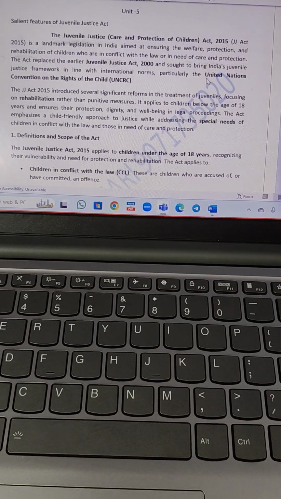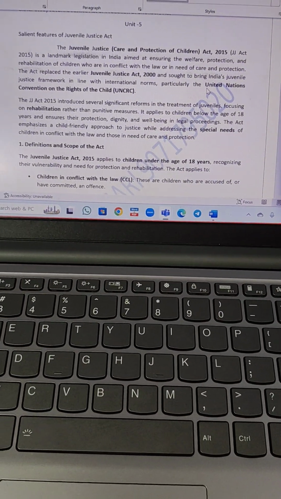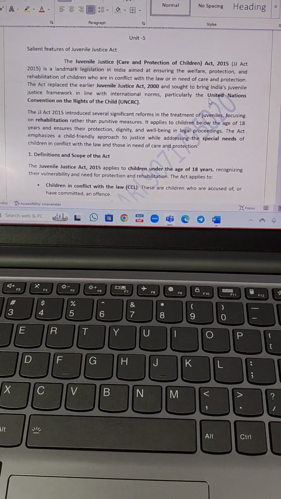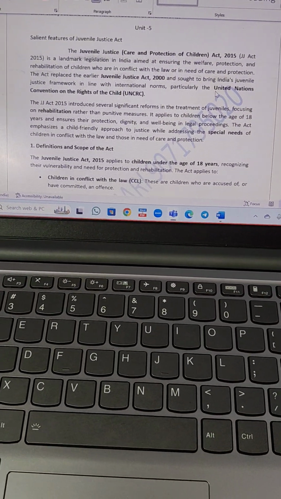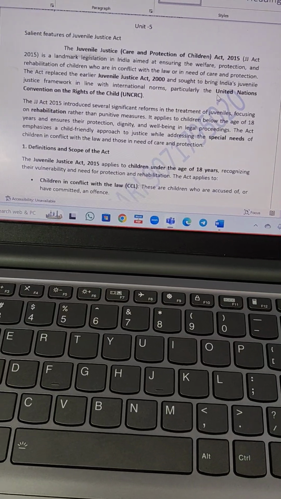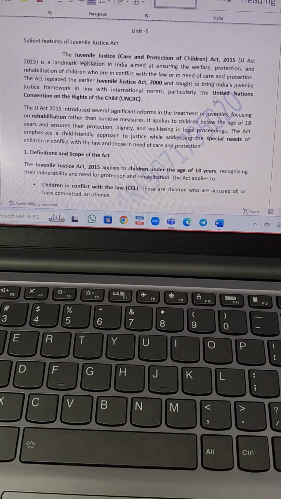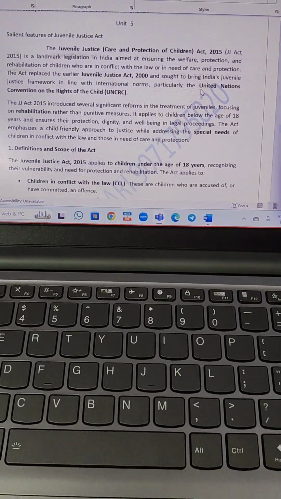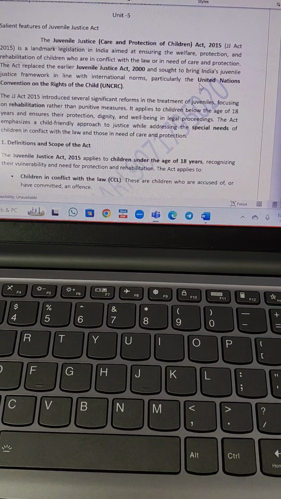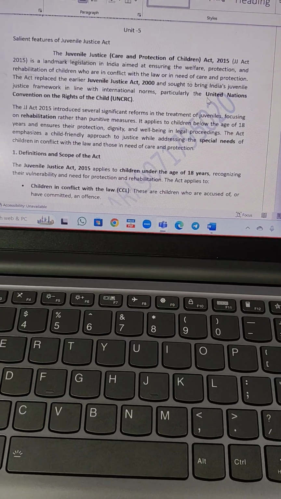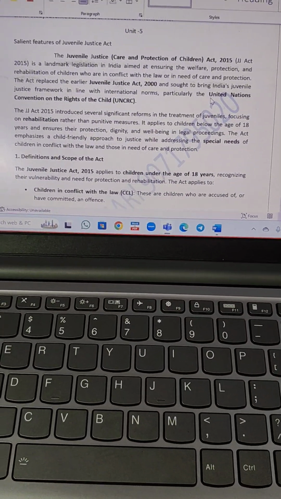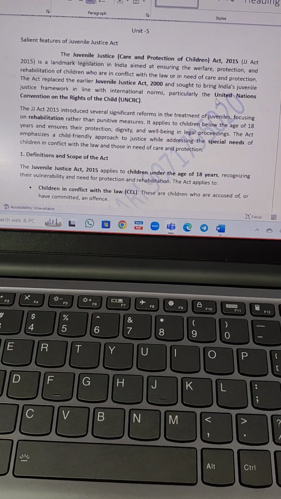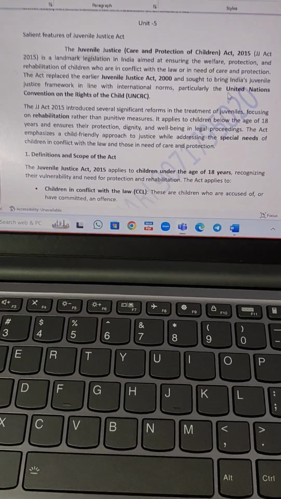First topic is the salient features of the Juvenile Justice Act. The Juvenile Justice Act of 2015 is a landmark legislation in India that aims to ensure the welfare, protection, and rehabilitation. Three things: welfare, protection and rehabilitation of children who are in conflict with law and in need of care and protection. Two things, please underline: conflict with law, and need of care and protection.